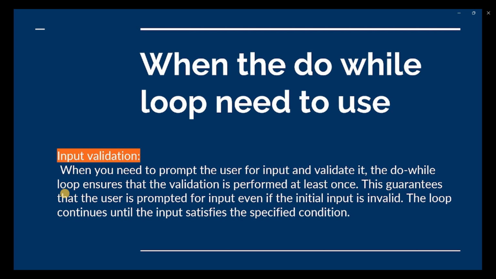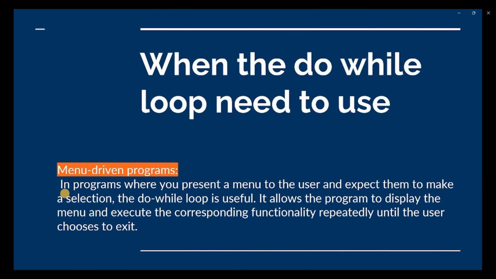When we use the do while loop for input validation, the validation is performed at least once. This guarantees that the user is prompted for input, even if the initial input is invalid. So the loop continues until the input satisfies the specified conditions. That is the do while loop feature for input validation.